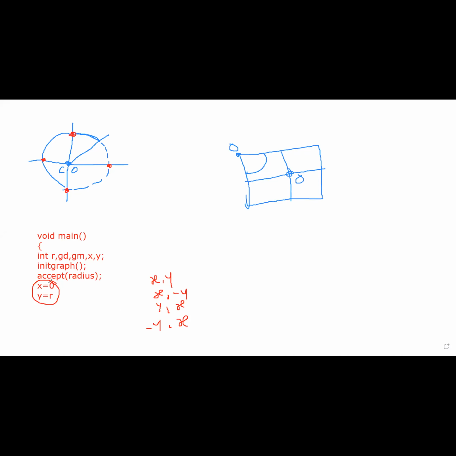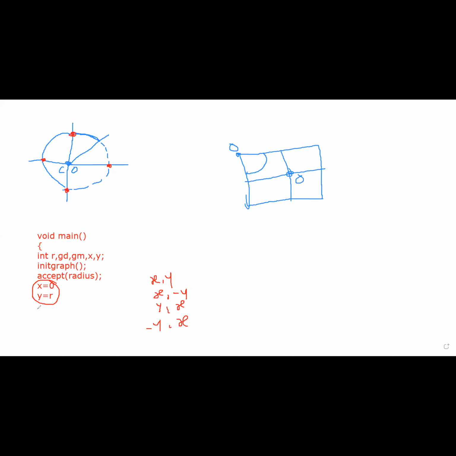I am going to put all these points onto the screen by varying the values of x and y. I will be changing the sign of them and changing the order, so (x, y) becomes (y, x), like that.